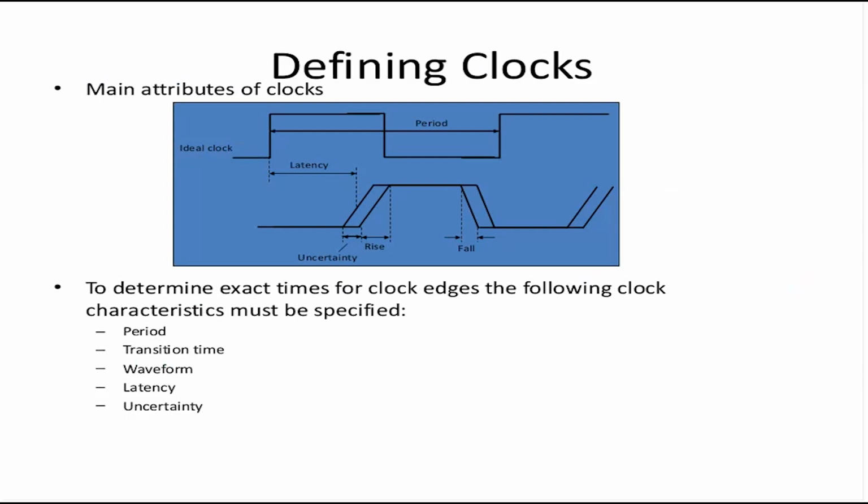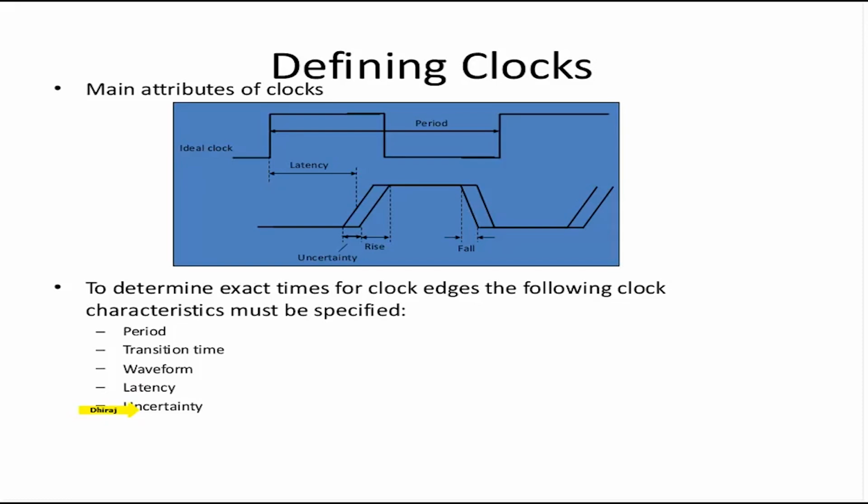It has a waveform. Not all clocks have a 50-50 duty cycle. A clock might have a 10% duty cycle or 20% duty cycle. This is represented by the waveform. Then latency, that is how much time the clock takes from the place where it is physically present to reach your design. Then there's something called uncertainty, which models the clock jitter. Most of the clocks will come from a PLL. The PLL clock has some jitter in it.